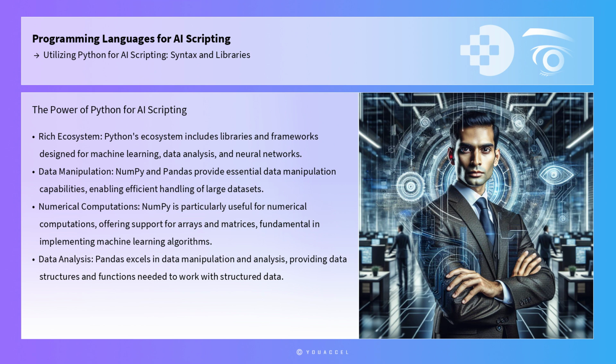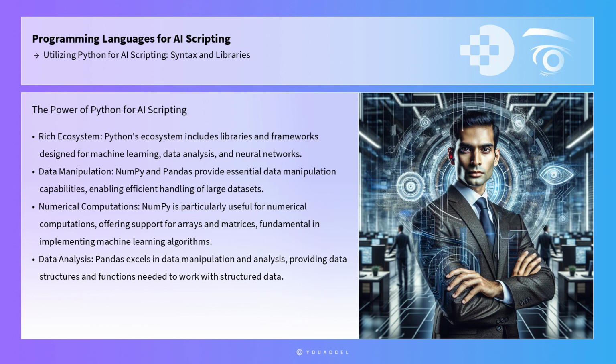Libraries such as NumPy and Pandas provide essential data manipulation capabilities, enabling the efficient handling of large datasets, which are often the backbone of any AI application. NumPy is particularly useful for numerical computations, offering support for arrays and matrices, which are fundamental in implementing machine learning algorithms. Pandas, on the other hand, excels in data manipulation and analysis, providing data structures and functions needed to work with structured data.